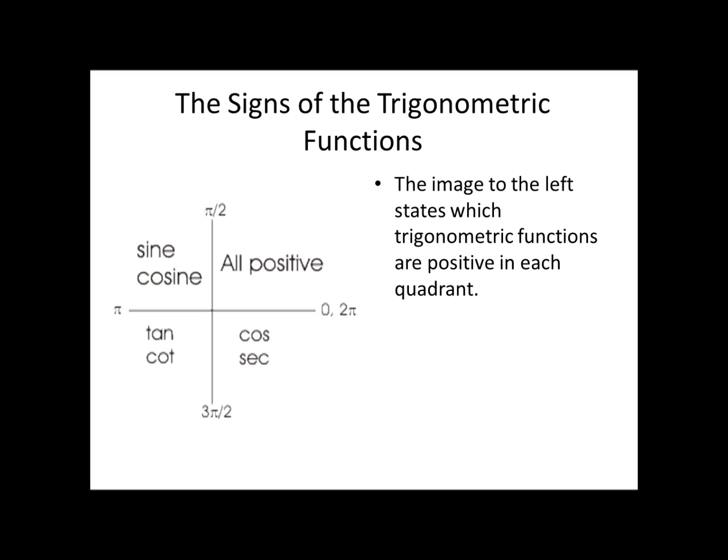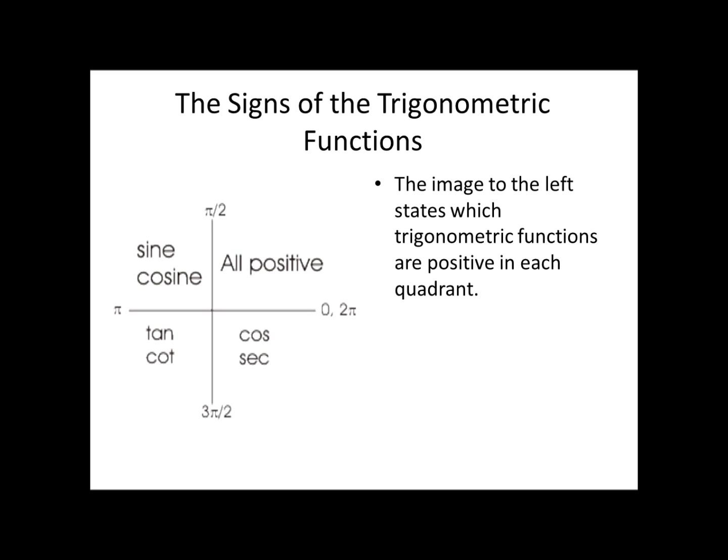Now, the signs of the trig functions, this is a pretty important idea actually, is being able to locate where the sine, the cosine, the cosecant, the secant, tangent, cotangent, where they're positive, where they're negative. And we see that in the first quadrant, in that upper right-hand corner, all of the trig functions are positive. In that upper left-hand corner, only the sine and cosine are positive.